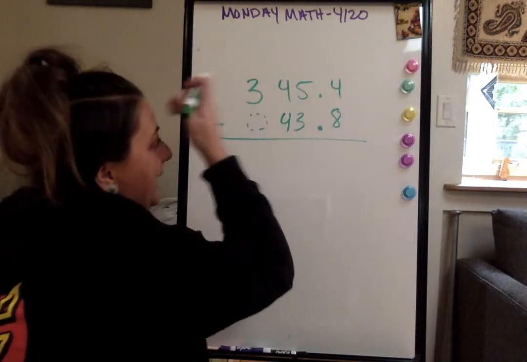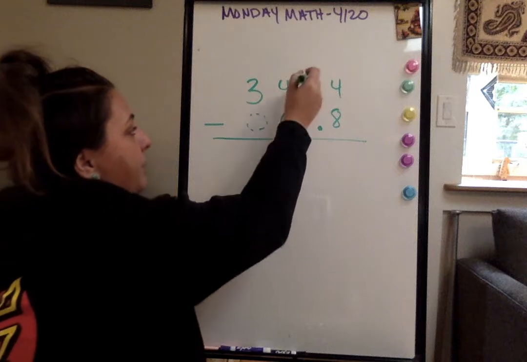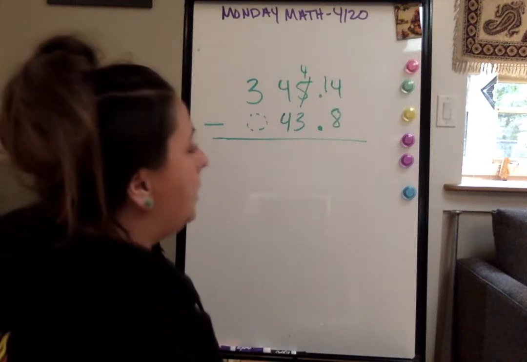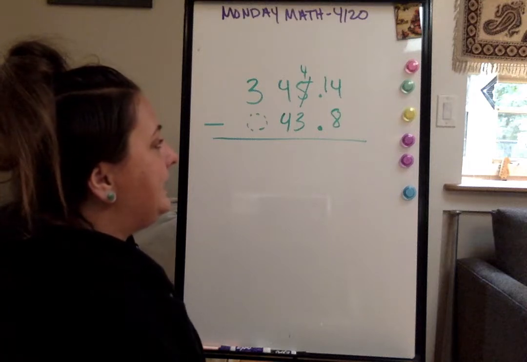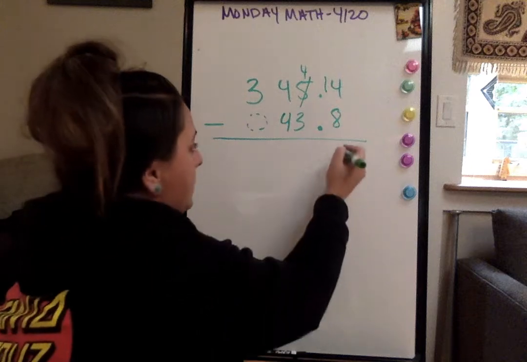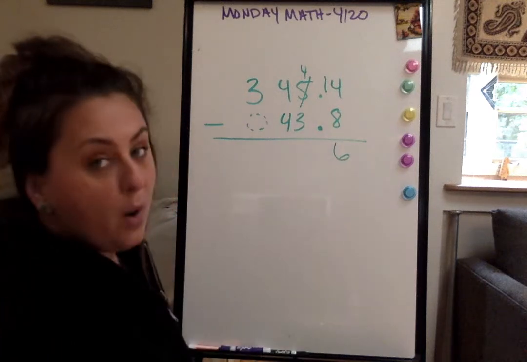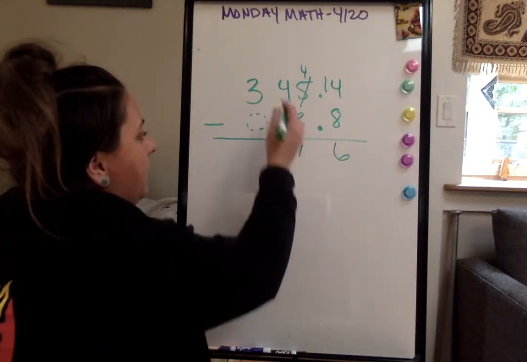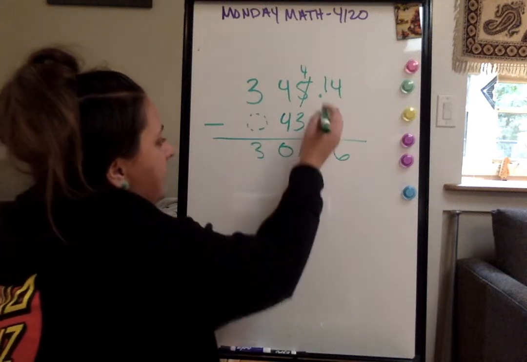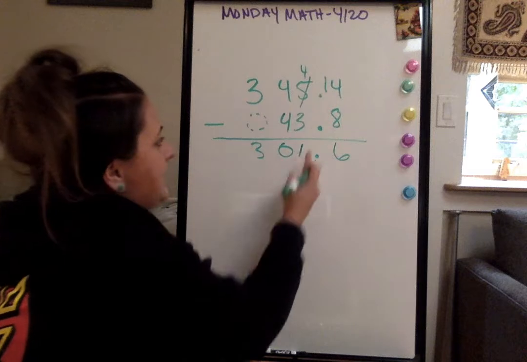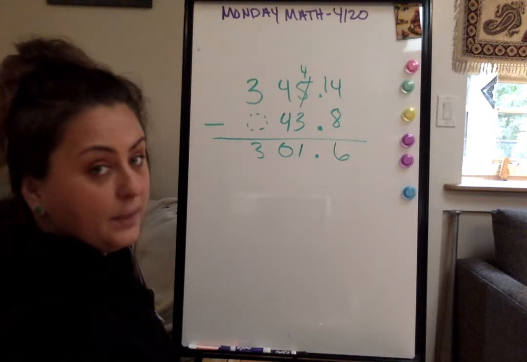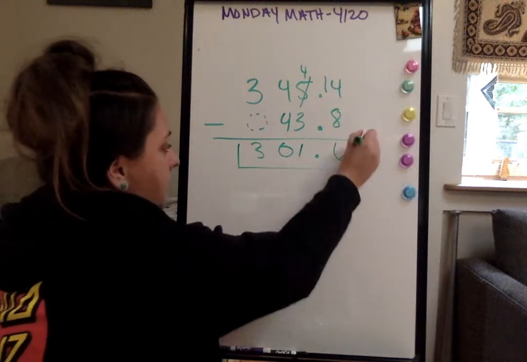So I know I can't take 8 from 4. I'm going to have to regroup from this ones place. 14 minus 8 is going to be 6. 4 minus 3 is 1. 4 minus 4 is 0. 3 minus 0 is 3. And this decimal point comes straight down, like an arrow. Don't move it around. Don't put it in a different place. There you go.